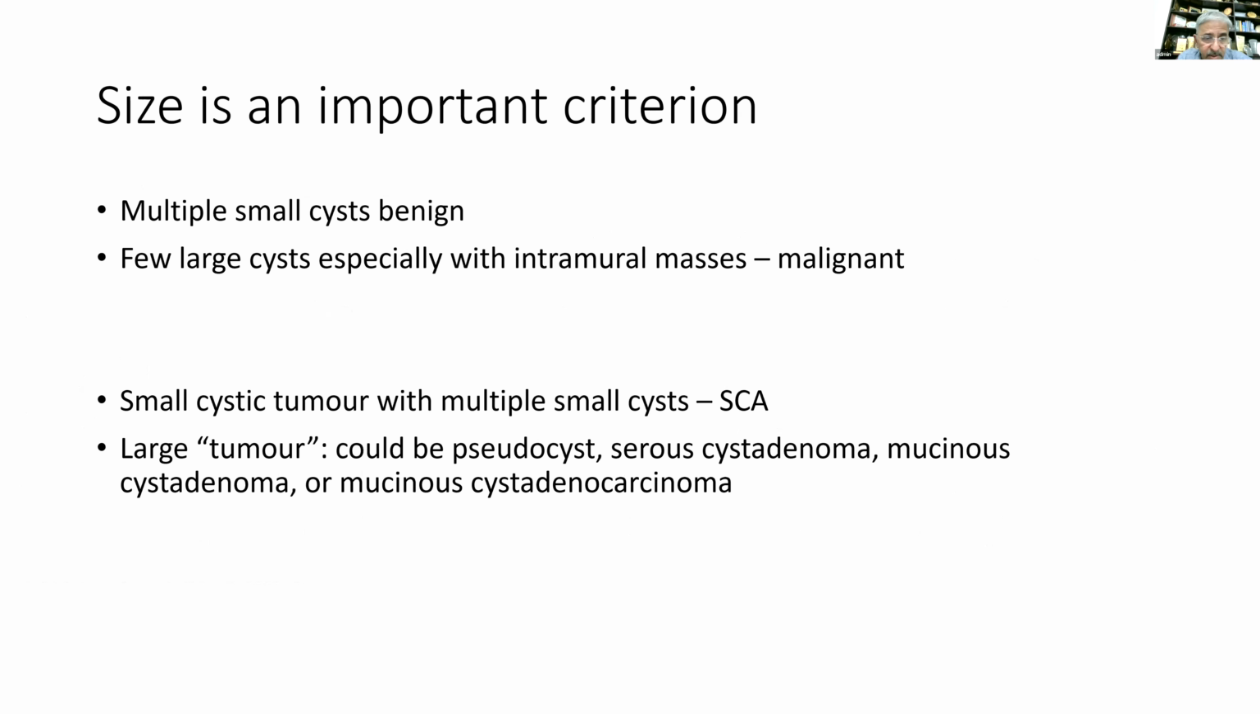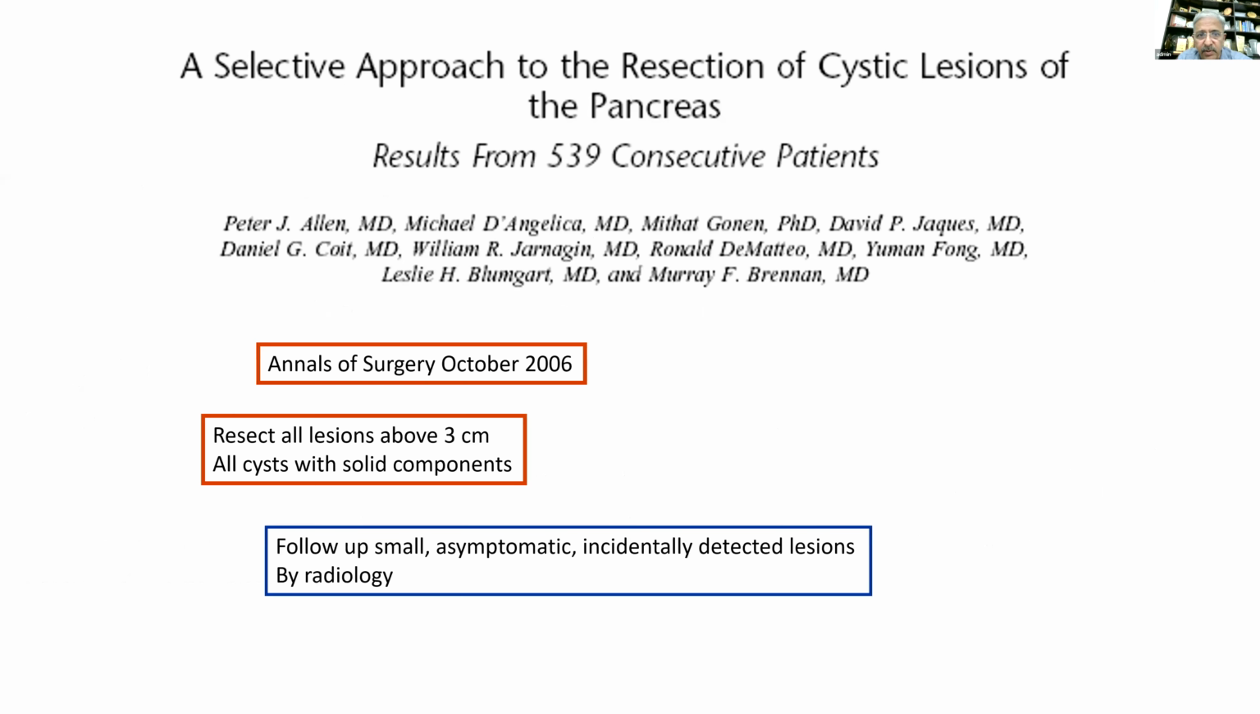Size does matter. First of all, very small cysts are difficult to characterize. They may often be benign, often serous cystadenomas, but large tumors are more likely to be sinister. In fact, in this large series published a decade and a half ago from MSKCC in New York, about 540 patients, small lesions were generally asymptomatic and could be followed up, whereas the recommendation was you should resect all lesions above 3 centimeters and those with cystic components.